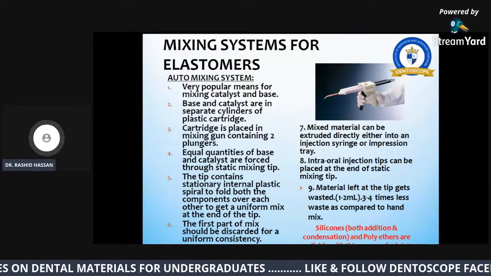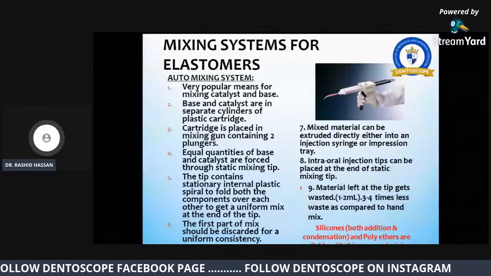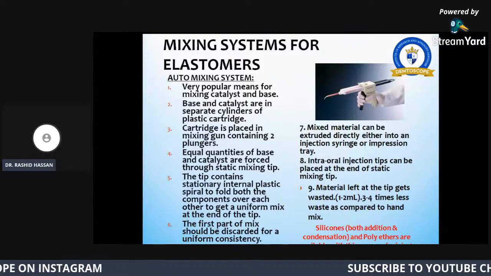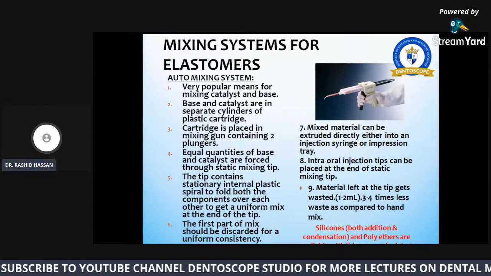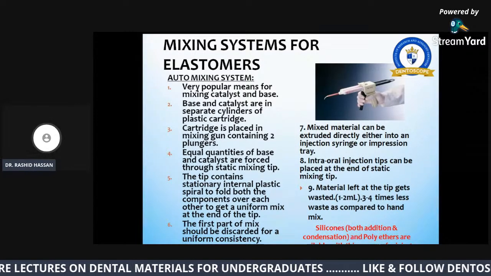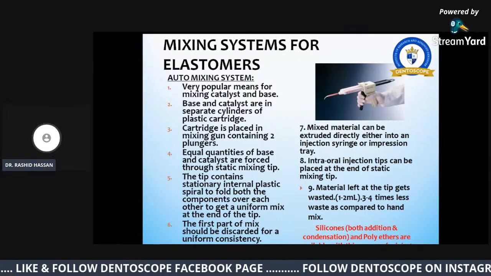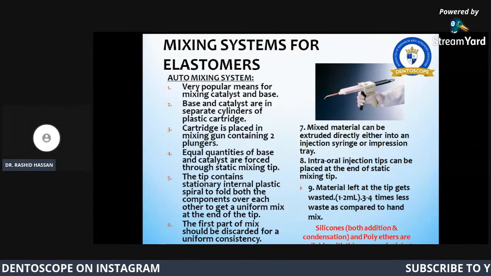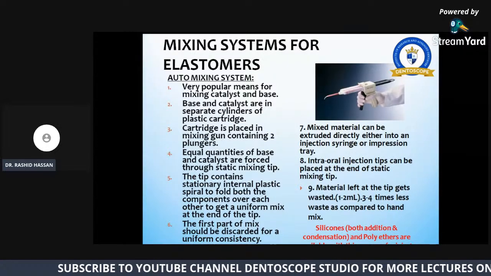And the material left at the tip gets wasted, but still the waste here is 3 to 4 times less than in the manual mixing. There you had such a large mixing pad, and the lost material was very much in quantity. The wastage was too much. But here the wastage is still there, but 3 to 4 times less than that. So we are happy with that.